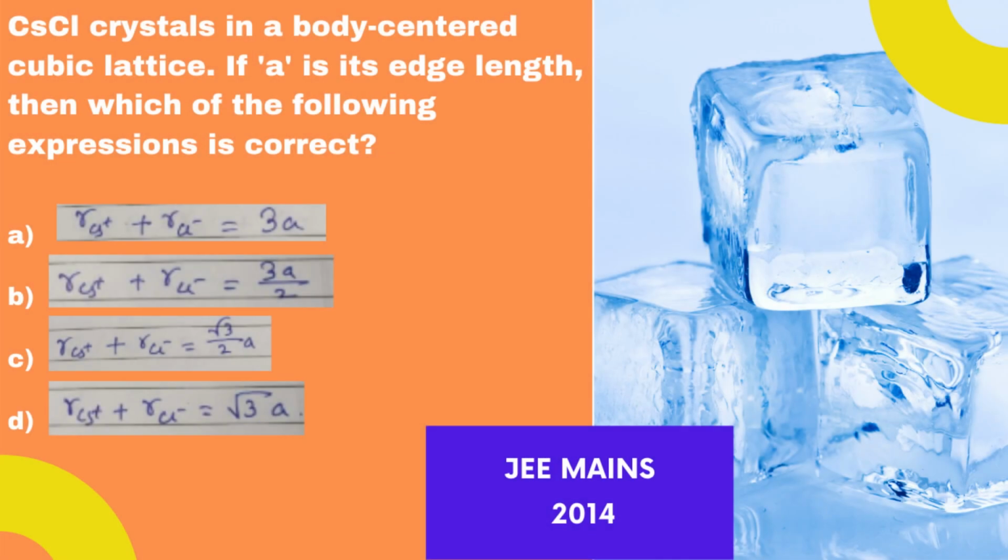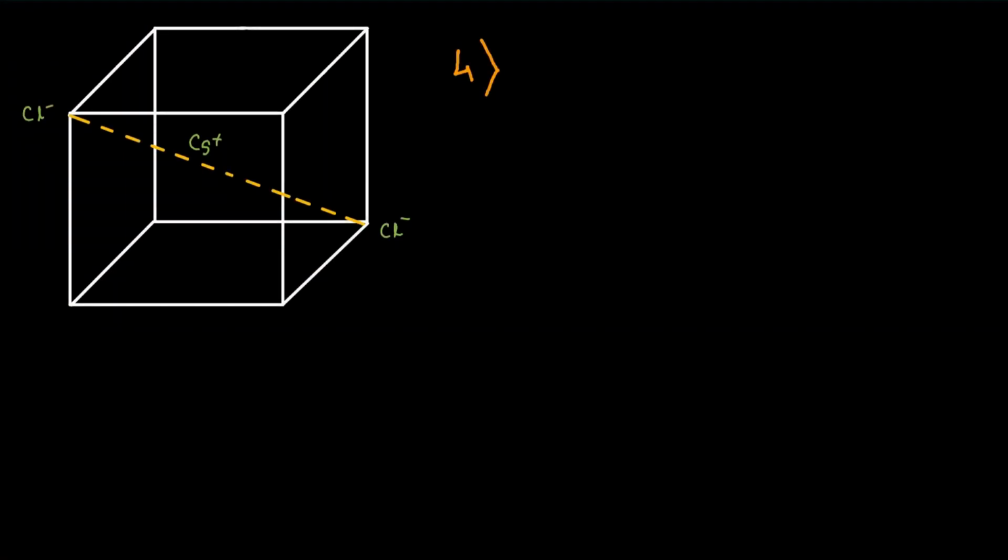So the fourth one again comprises this particular diagram. Let's just read out the question. CsCl crystallizes in body-centered cubic lattice. If small a is its edge length, then which of the following expressions is correct? You are given 4 options. You have to find out which particular expression is correct. Okay, so basically this is a cesium chloride structure that crystallizes in body-centered cubic cell.